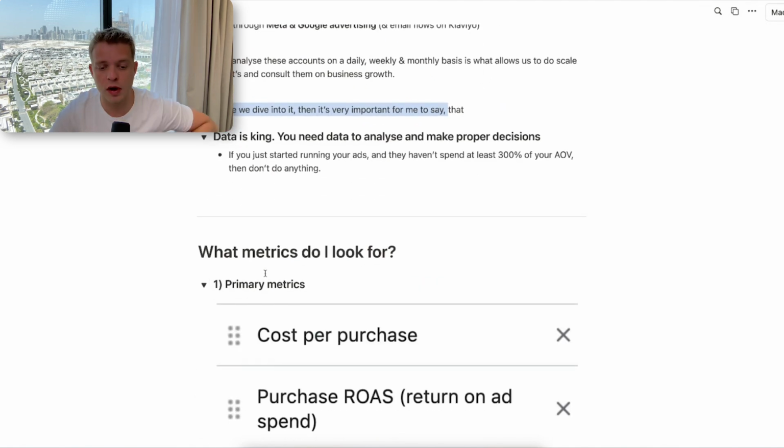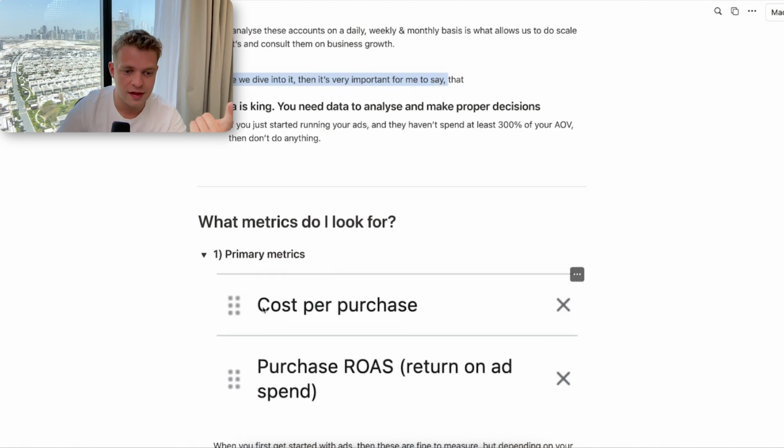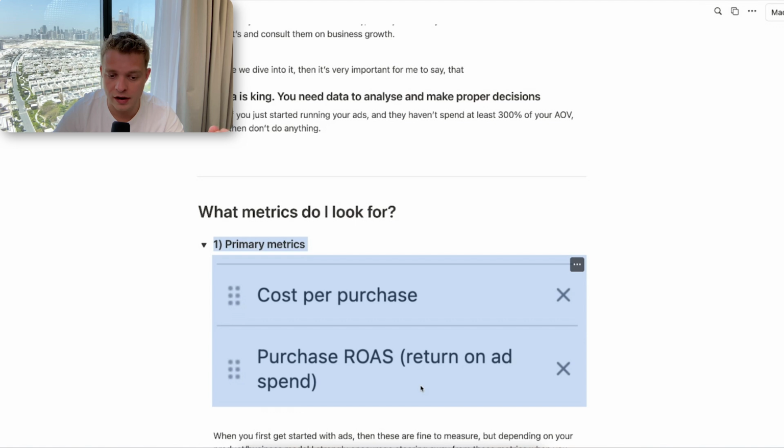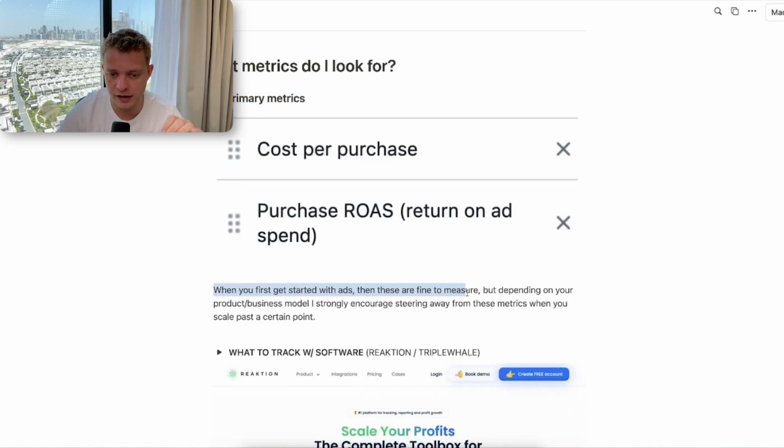What metrics do I look for? There's going to be primary metrics and there's going to be secondary metrics. The primary metrics inside an ad account are going to be cost per purchase and purchase ROAS, so return on ad spend, right? And when you first get started, these two things are perfectly fine to monitor.